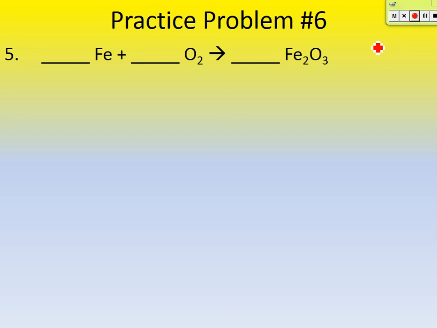Find the arrow, draw the line. Now we list the elements. I just start from the left side. We've got Fe, which is iron. We've got O, which is oxygen. List them in the same order on the right side. Isn't that right, Will?